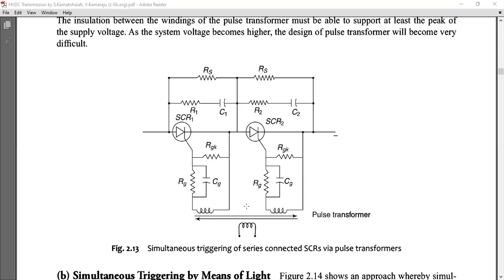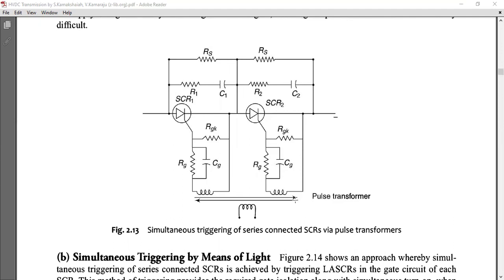The insulation between the windings of the pulse transformer is able to support at least the peak of the supply voltage. Suppose any one of the SCRs has the highest supply voltage, the pulse transformer is able to support it. As the system voltage increases, we have some difficulties with this pulse transformer. And next one, simultaneous triggering by means of light.